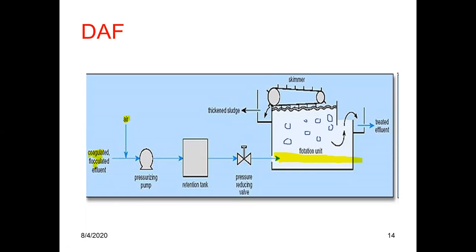Then at the top, air is released into the atmosphere, and oil and greases accumulate at the top of the surface. Then there is a raking mechanism to remove the thickened oil layer. Then there is another compartment to send out the treated effluent. So this is the fundamental of a dissolved air flotation unit.